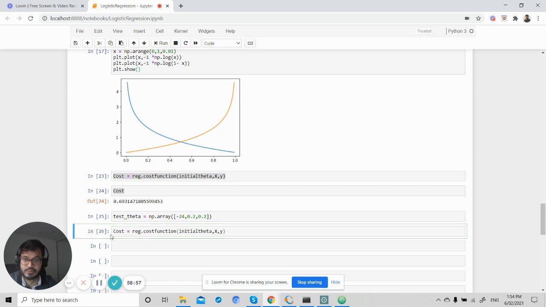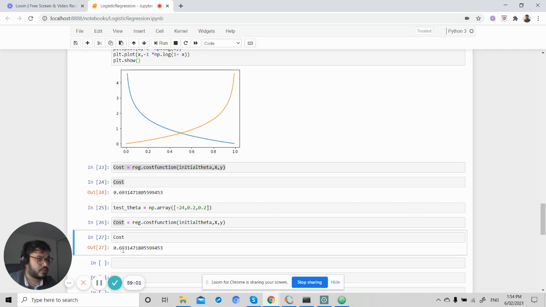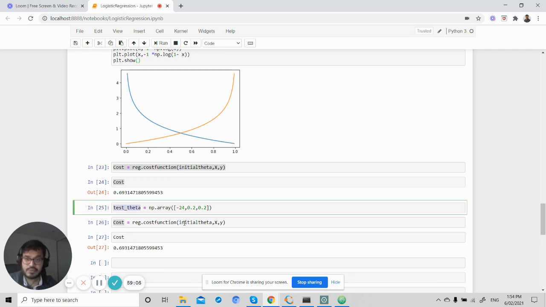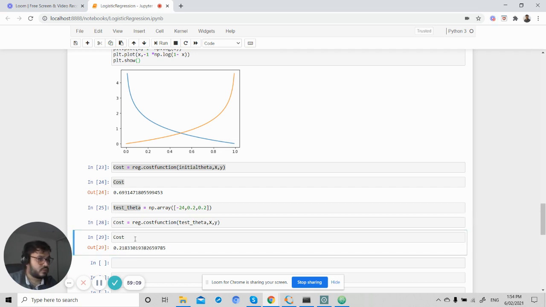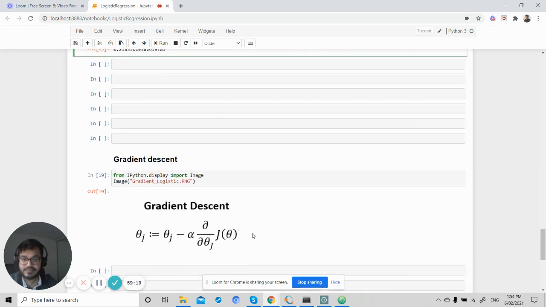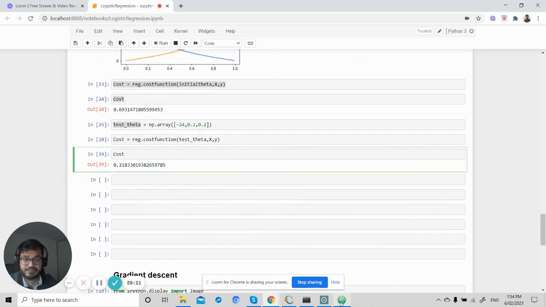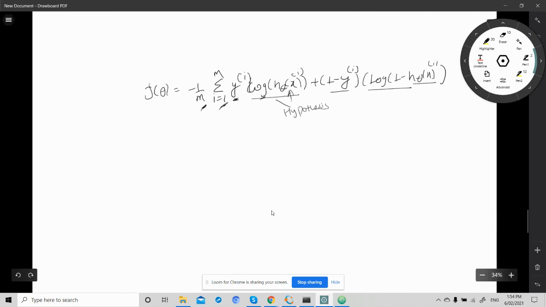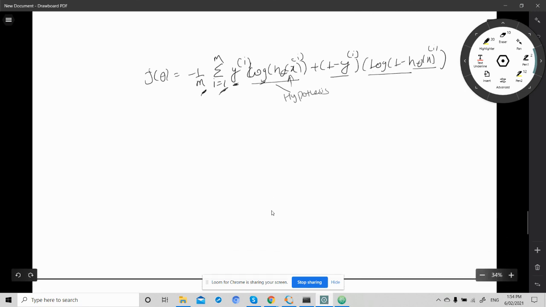Okay, 2.69. So this is my initial data. 2.1. Yeah, this looks correct. So now we have implemented the cost function. Now we will write the gradient descent equation. So this is my cost function.